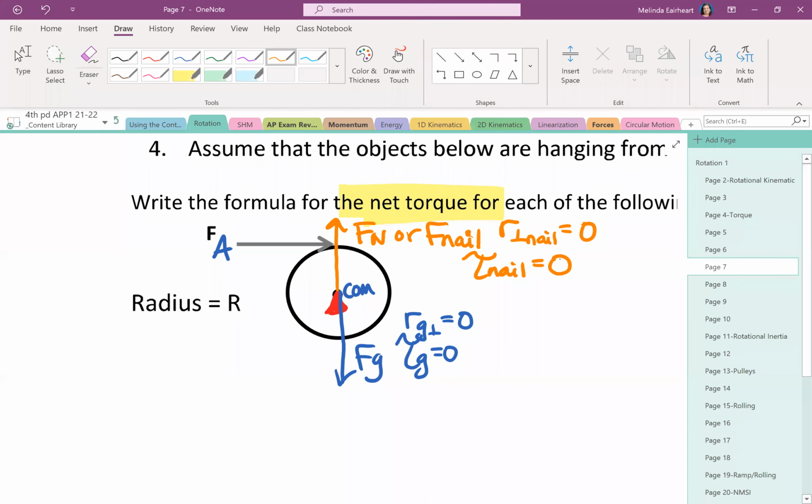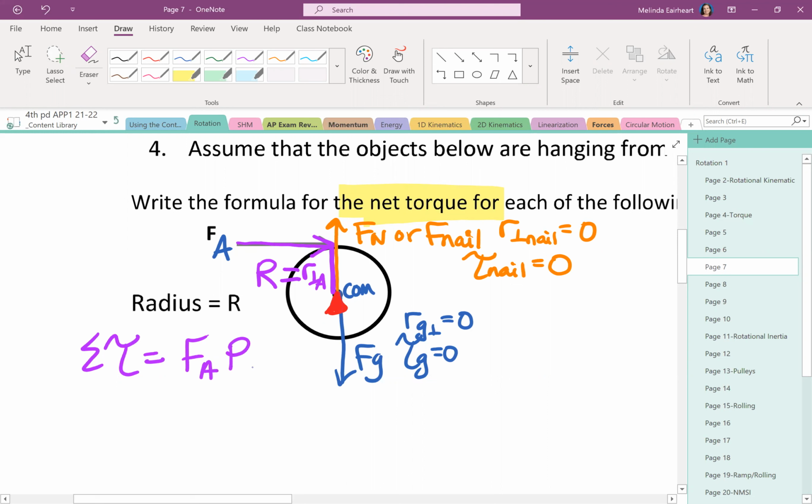Let's look at FA. FA is this horizontal force. It's not passing through the fulcrum. And so a horizontal force needs a vertical lever arm. And since it's a circular object, the lever arm would equal what? The radius of the circle. So it will provide torque. And on this one, it's the only one. And so net torque would be FA times the lever arm R. That's it for the top left.